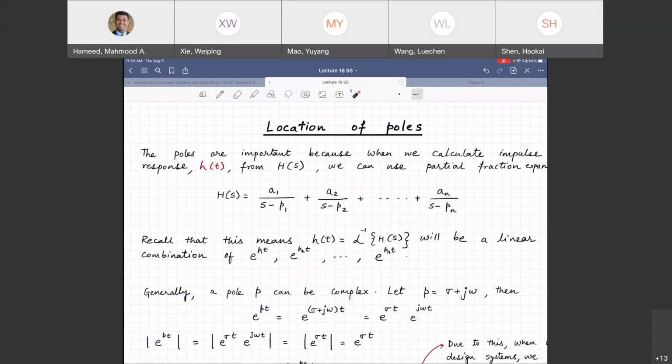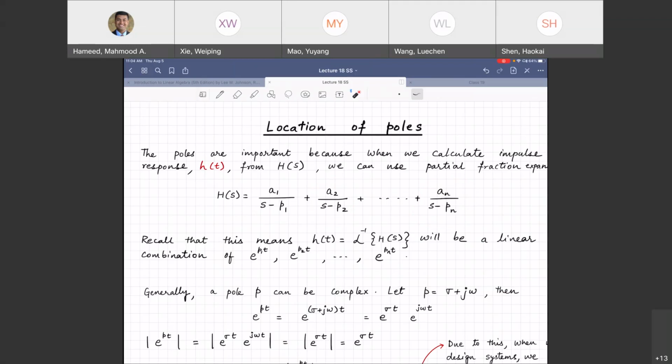You represented H of s as a rational Laplace transform. You did all the partial fraction expansion. After that, what does it look like? H of s will look like this, right? Sum a1 divided by a pole at p1, sum a2 divided by a pole at p2, and so on up to sum an, some scalar an, giving you a pole at pn, right? So n poles, that's in general.